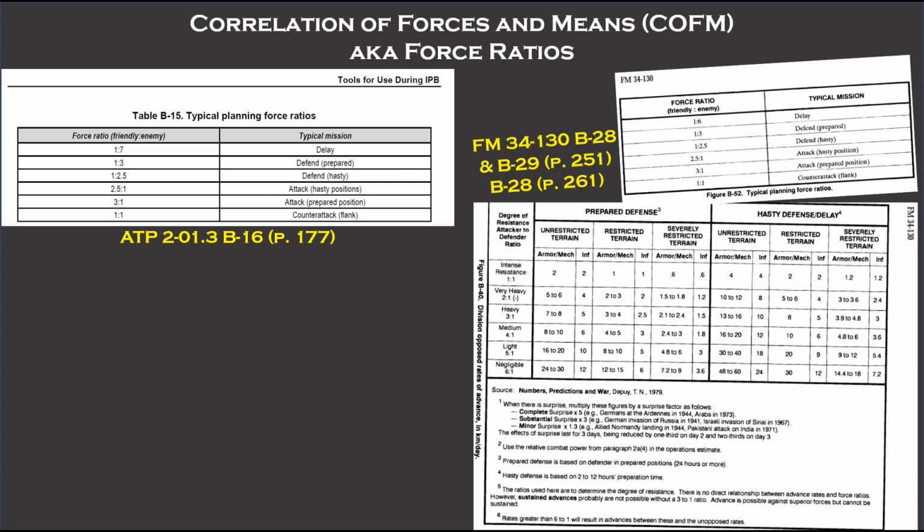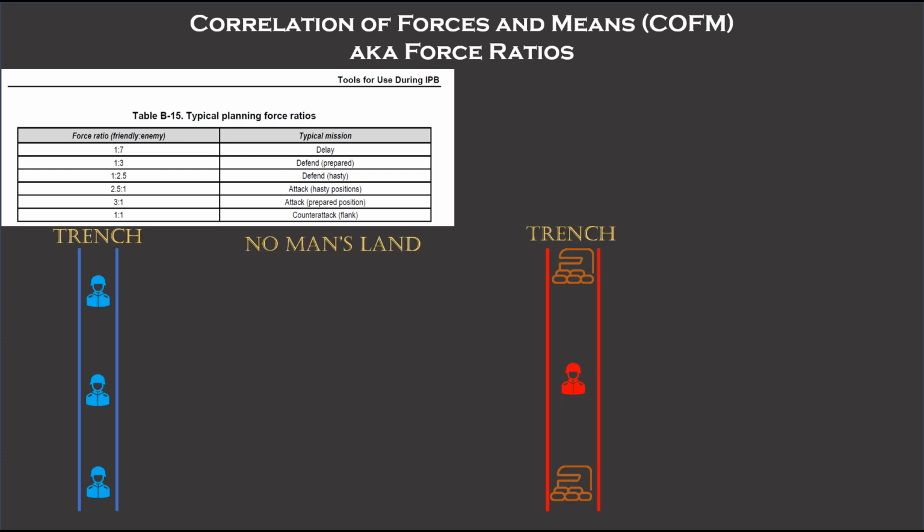These ratios can be found in ATP 2-01.3, IPB, or if you're a grumpy old man like me, the long out of circulation FM 34 TAC 130. For example, here we see that to have a good chance of success attacking a prepared defensive position, we need to have 3 friendly things to the enemy's 1.